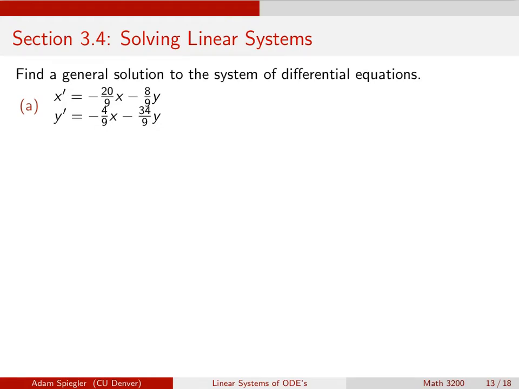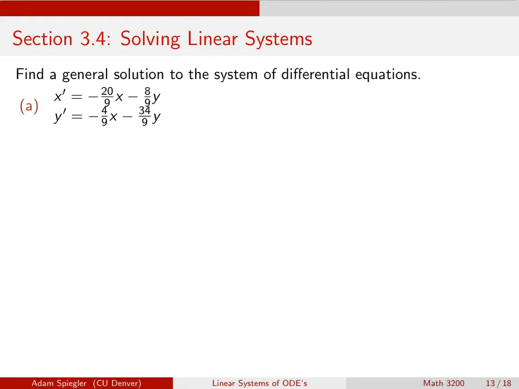For this video, we are going to find a general solution to a system of linear differential equations with constant coefficients. So we've got x prime is minus 20 ninths x minus 8 ninths y, and y prime is minus 4 ninths x minus 34 ninths y. And we'd like to find a general solution to this system. Let's do this by applying our linear algebra techniques, finding the eigenvalues of the matrix of coefficients.